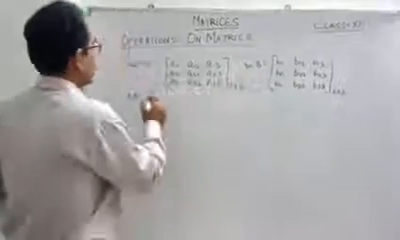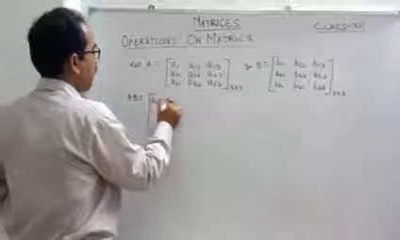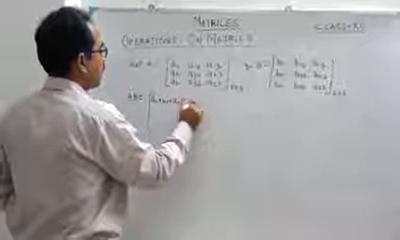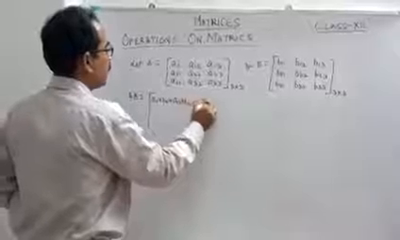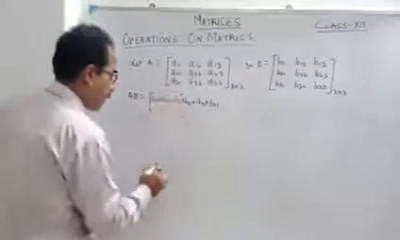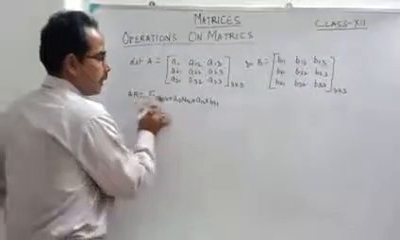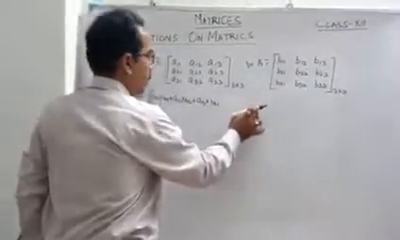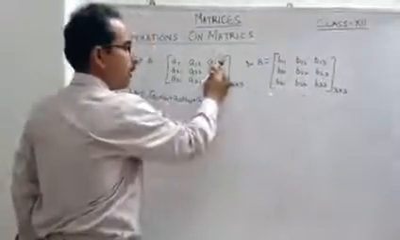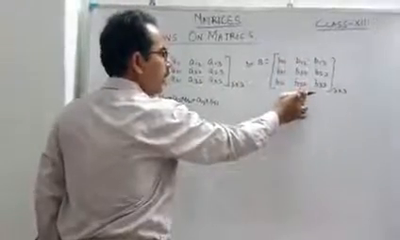So let us just check. A11 multiplied by B11 plus A12 multiplied by B21 plus A13 multiplied by B31. This is A11. What have we got? This one is the first element of the AB matrix. Similarly, what will A12 be? First row, second column: first row of the first matrix, second column of the second matrix.